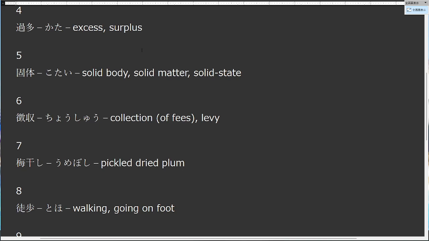Number 4 is ka. Ka on the left side for an excess, and ta on the right side for an abundance of something or a lot of. So kata is an excess abundance of something. A surplus or an excess is kata. Kata is our new na adjective for excess or surplus something. Kata desu is excess or surplus.